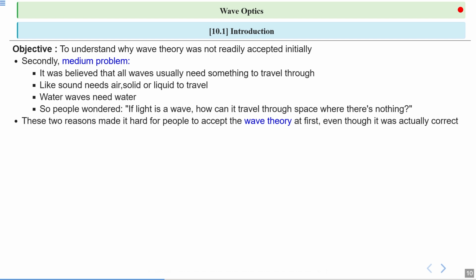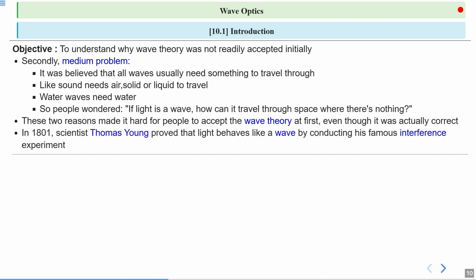So people thought that light required a medium, but light is coming from the sun to the earth. There is no material medium in between. So how is light traveling without any medium? So in 1801, the scientist Thomas Young proved that light behaves like a wave by conducting his famous interference experiment, which is called Young's double slit experiment. We are going to discuss it in detail in our further lectures.